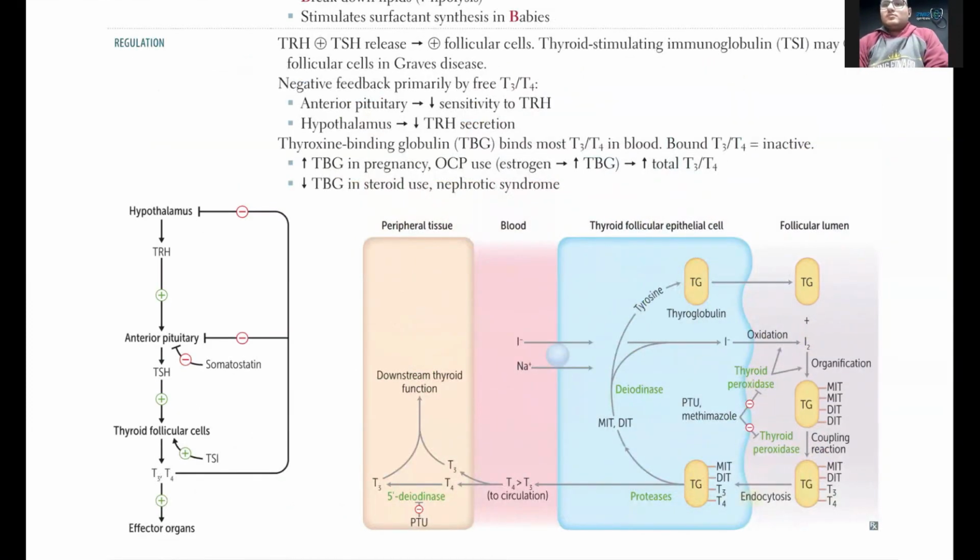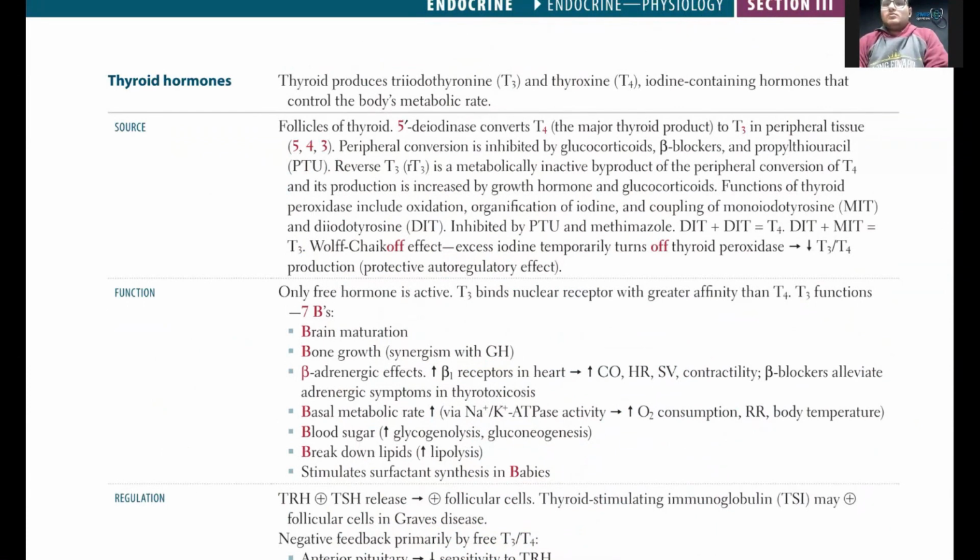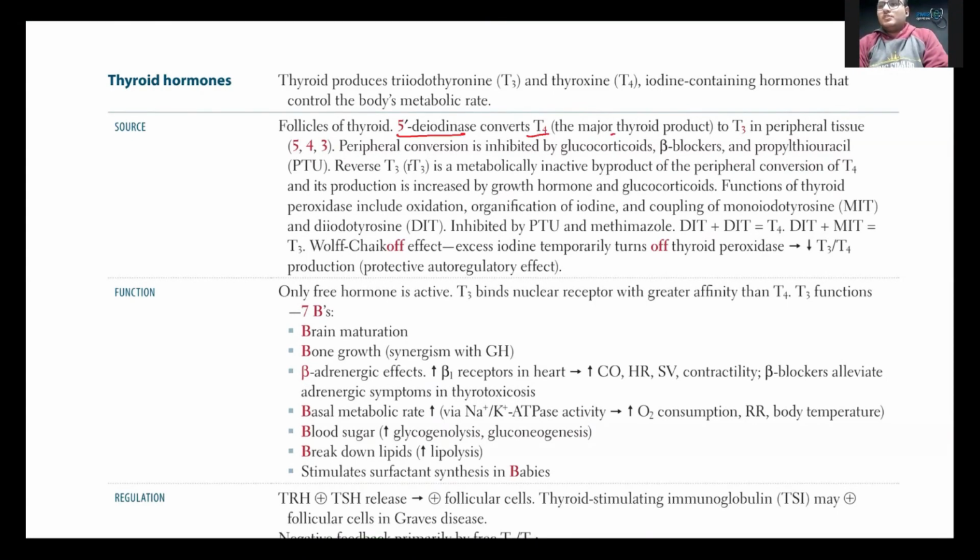Now we will go to our theory. 5-deiodinase converts T4, the major thyroid product, to T3 in peripheral tissue. Is that clear? Next, peripheral conversion is inhibited by glucocorticoids, beta blockers, and propylthiouracil. We will study the medications, of course. You should also know this: glucocorticoids, beta blockers, propylthiouracil. In the last, eighth step, the peripheral conversion which happens in peripheral tissue is inhibited by glucocorticoids, beta blockers, and propylthiouracil. Propylthiouracil is a drug used as an antithyroid.